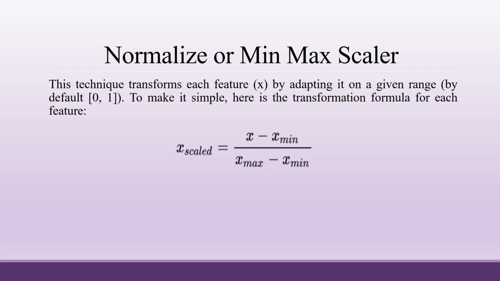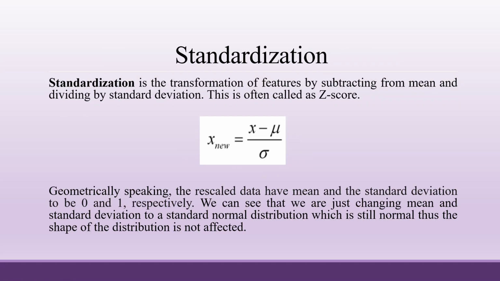First, we will discuss normalize or min-max scaler. This technique transforms each feature by adapting it to a given range. To make it simple, here is the transformation formula for each feature. X scaled is equal to the old data minus the minimum, divided by the maximum minus the minimum of the dataset. This is normalizing the data.